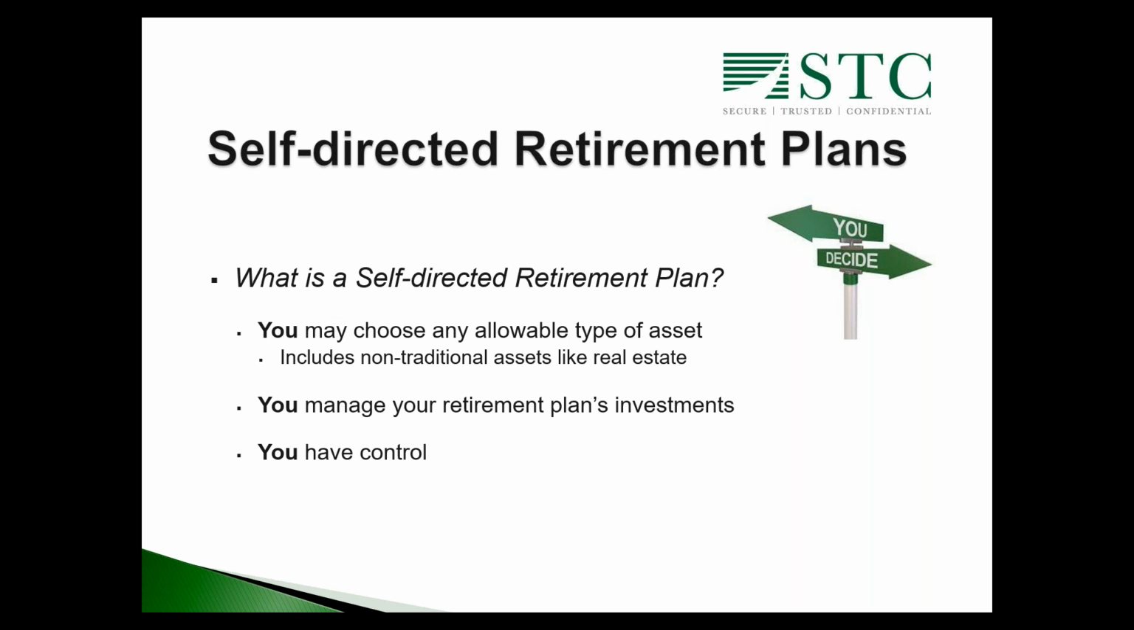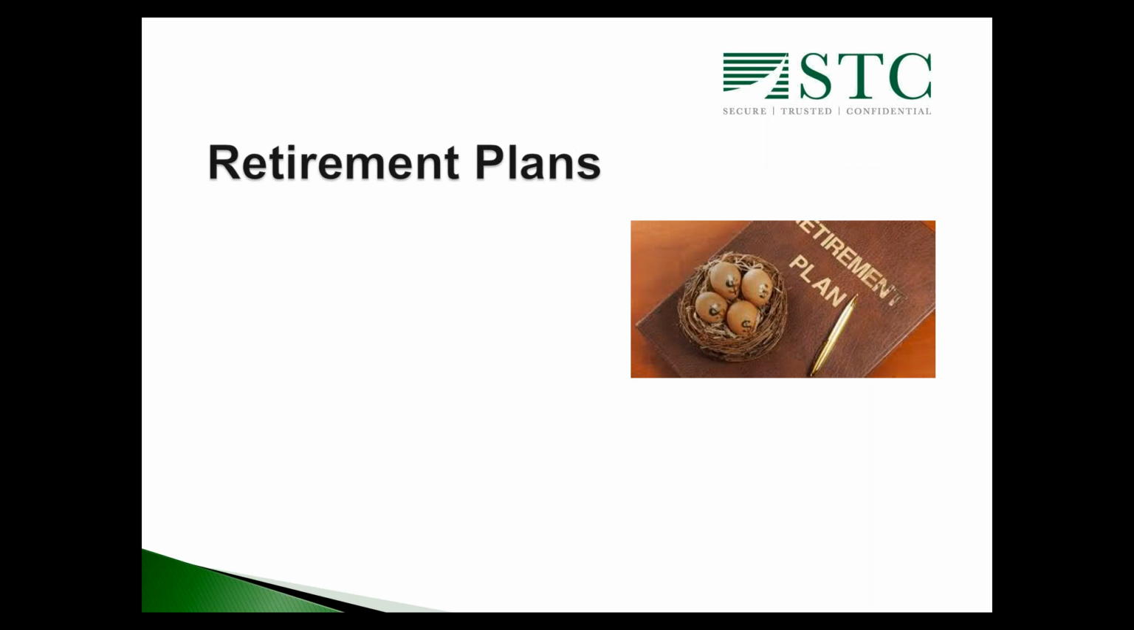If, for example, you chose to purchase a piece of real estate in your retirement account, you would be the one who would decide if you wanted to rent that property, what the rental rate would be. You could choose renters. You would decide if you were going to fix up the property. So basically, you're making the decisions that relate to the investments in your retirement plan.